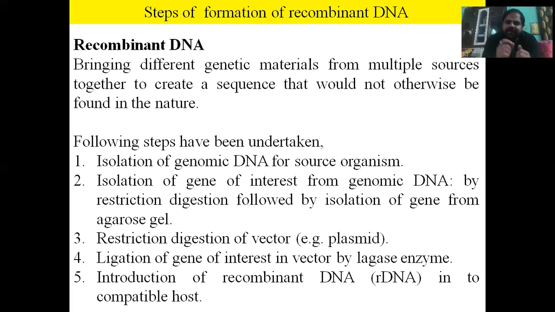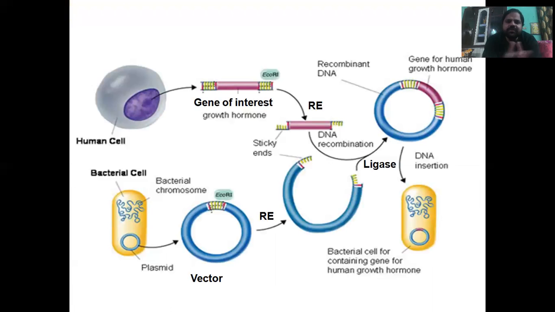The fourth is ligation of gene of interest in a vector by ligase enzyme. So what we will do, we will just use a molecular glue, and the molecular glue is ligase enzyme. We will utilize ligase enzyme and we will fix our gene of interest into the plasmid. And fifth is introduction of recombinant DNA into their compatible host. Now by this schematic representation, we can understand all these steps by this figure.